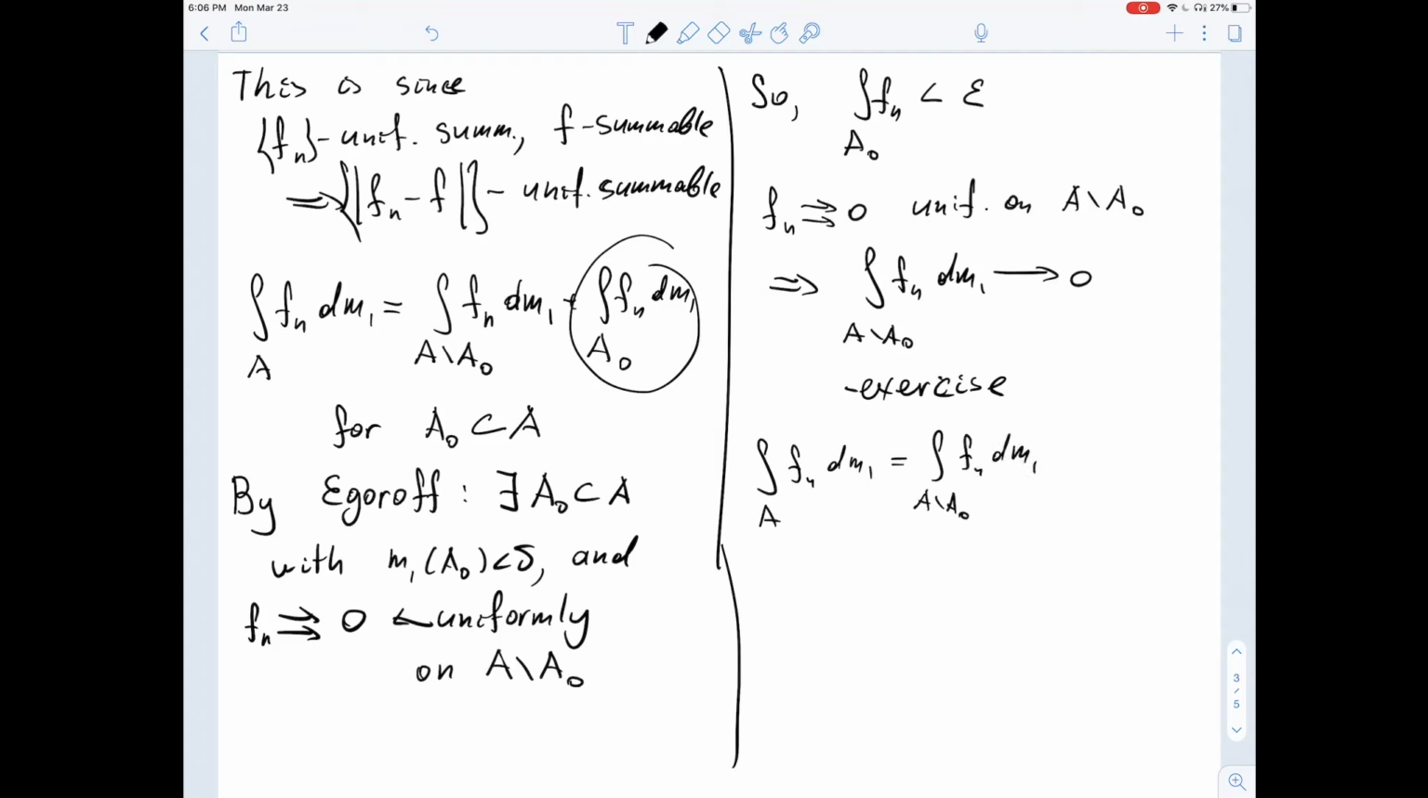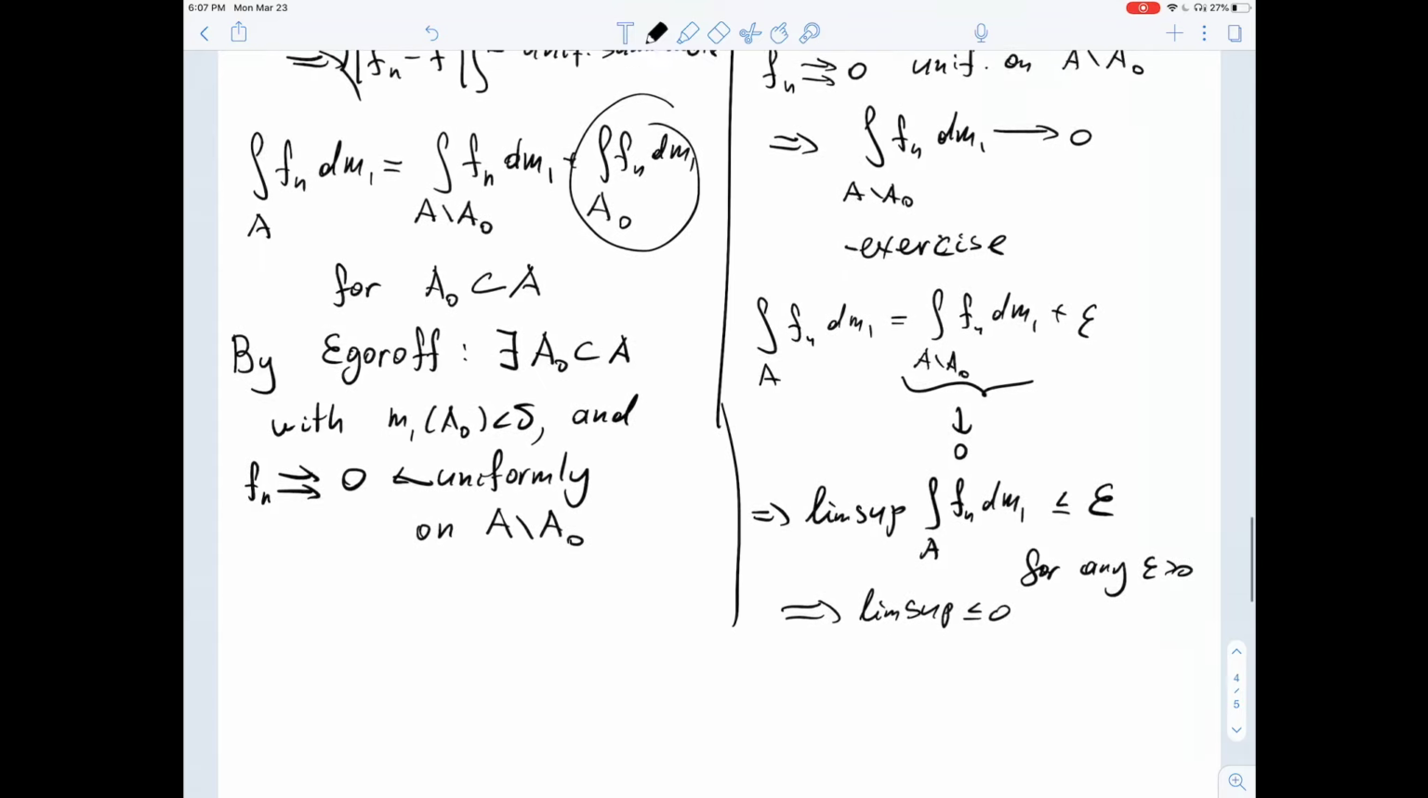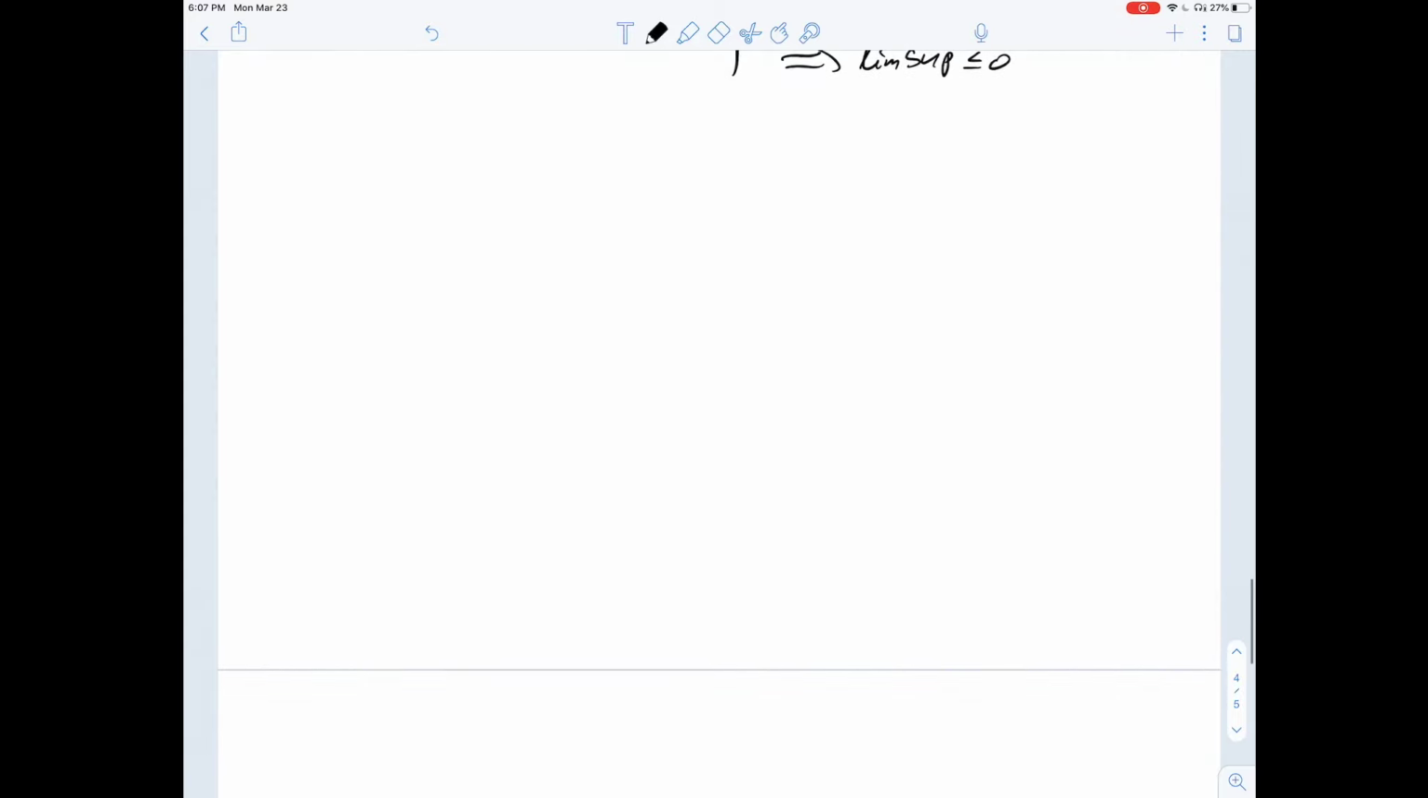The integral of Fn dm1 plus epsilon, and this goes to 0. So this means you can pass to lim sup, for example. It is less or equal than epsilon for any epsilon. So this lim sup is less or equal than 0. And fn's were non-negative, so it can be less or equal to 0 only if it is equal to 0. And so we win.